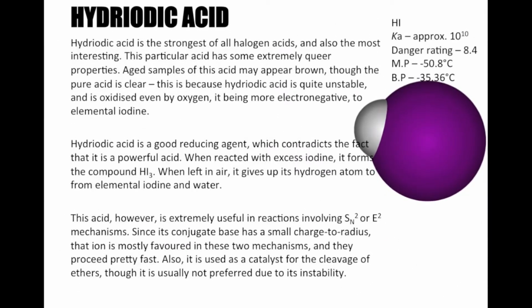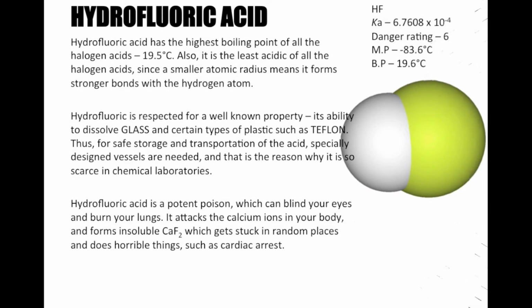Hydroiodic acid is the strongest of all halogen acids, and also the most interesting. This particular acid has some extremely clear properties. Aged samples of this acid may appear brown, though the pure acid is clear. This is because hydroiodic acid is quite unstable, and is oxidized even by oxygen. Hydroiodic acid is a good reducing agent, which contradicts the fact that it is a powerful acid. When reacted with excess iodine, it forms the compound HI3. When left in the air, it gives its hydrogen atom to oxygen to form elemental iodine and water.